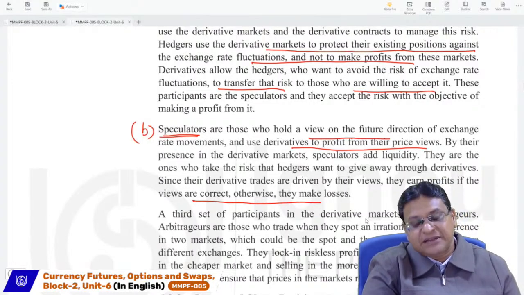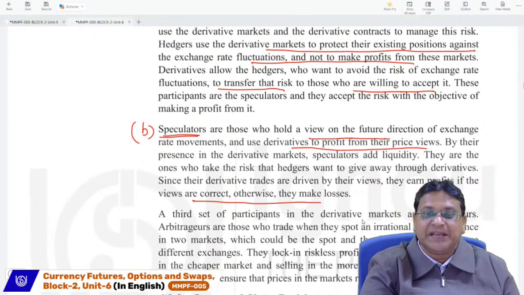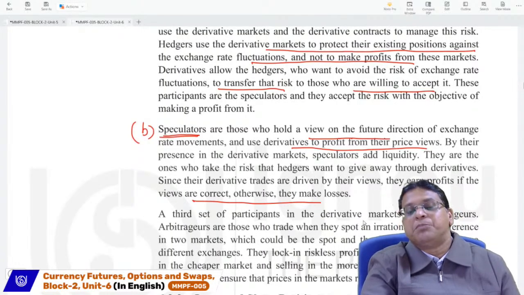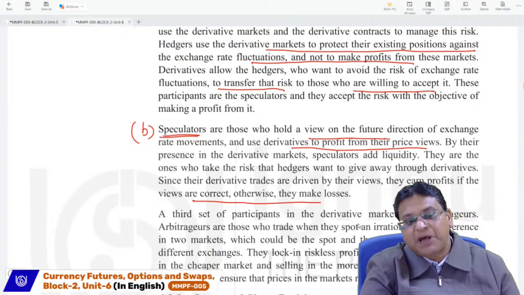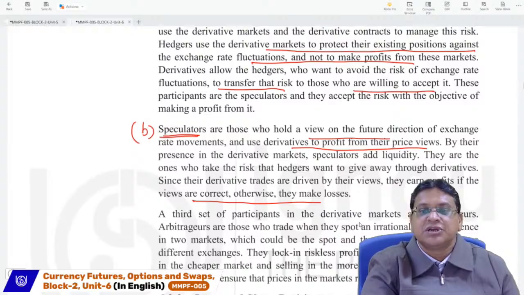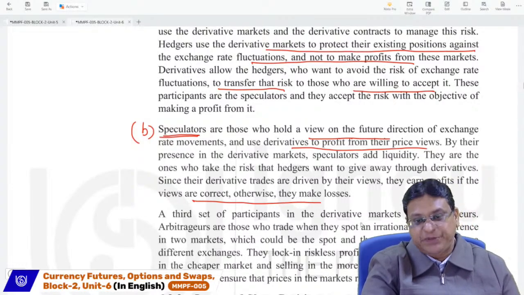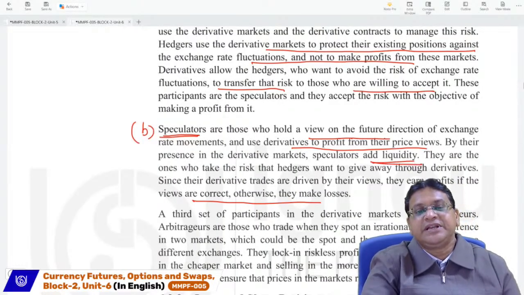In case of derivatives, the hedgers never lose money because he has not come to make money. He has come to reduce his risk. He has come to fix the future buying price or future selling price. But the speculator will gain or lose in case of which market? In case of the derivative market. Because speculators enter into the derivative market with the aim of making profit. So he can make profit if his view is correct, and he will lose money if his view is not correct. Okay, speculators provide liquidity to the derivative market.